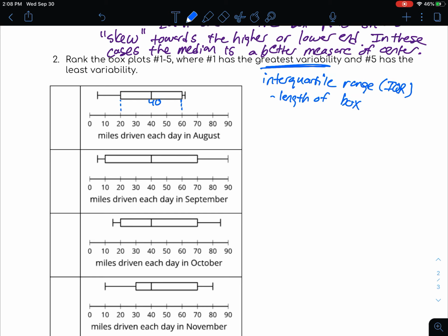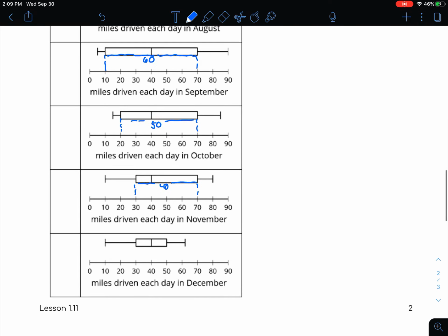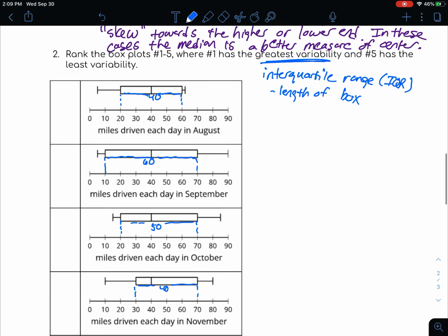So when we look at the interquartile range for each one of these, let's just take a look. That interquartile range goes from 20 to 60, so I'm talking about this distance right here of 40. The second one has an interquartile range, the length of the box, from 10 to 70, so that is a length of 60. Third one, that's a length of 50. And the fourth one, 30 to 70, that's a length of 40. And in the fifth one, that goes from 30 to 50, so that is a length of 20.